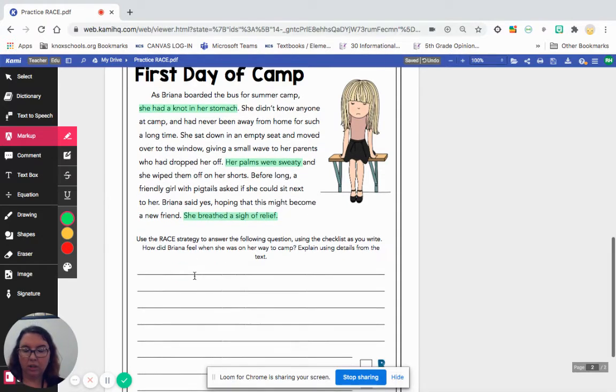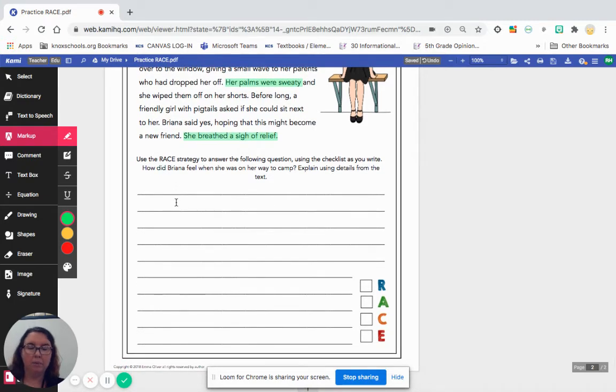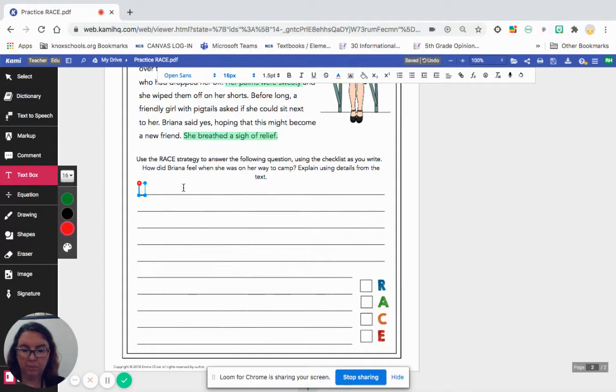All right, so looking at my question, how did Brianna feel when she was on her way to camp? I have to restate my question, so let me add my text box first. On her way to camp, Brianna, let me make sure I'm spelling her name right. It's right there above it, so I don't have any excuse not to spell it right. On her way to camp, Brianna felt, and now I have to decide.